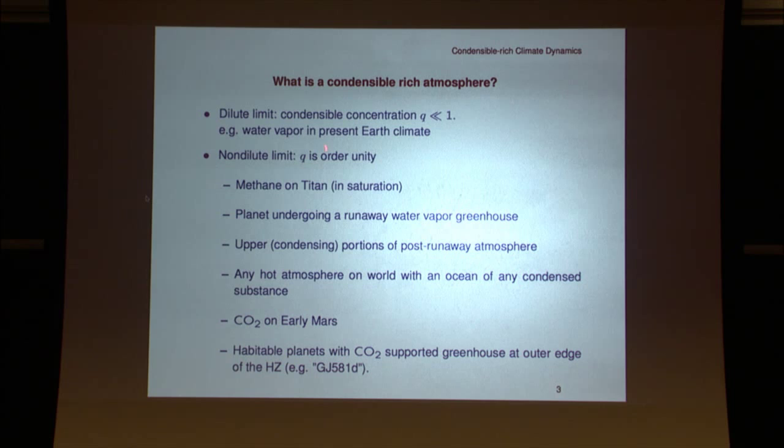Now, the non-dilute limit is one where Q is order unity. It doesn't have to be one. That would be a pure condensable atmosphere, like a pure condensable CO2 atmosphere on Mars. But order unity means, say, 0.1 or 0.2 all the way up to 1. As an example of some non-dilute atmospheres, methane on Titan at least would be non-dilute where the methane is saturated. In saturation, methane would be about 30% of the atmosphere near the ground on Titan.